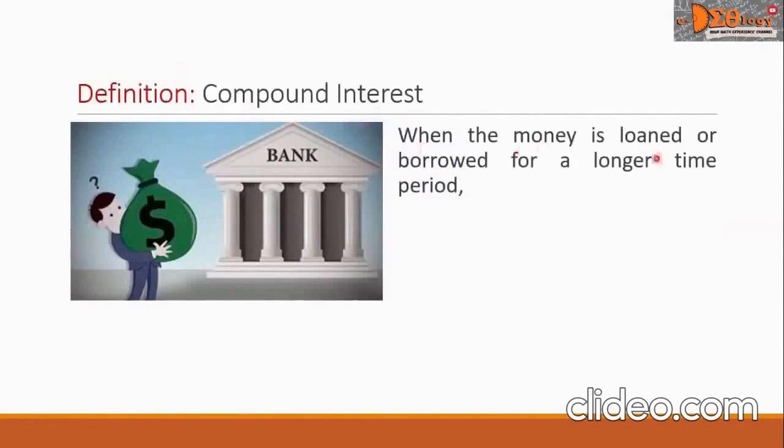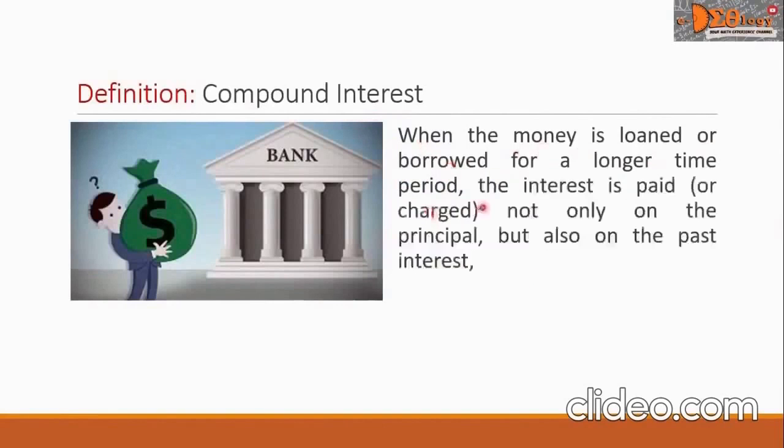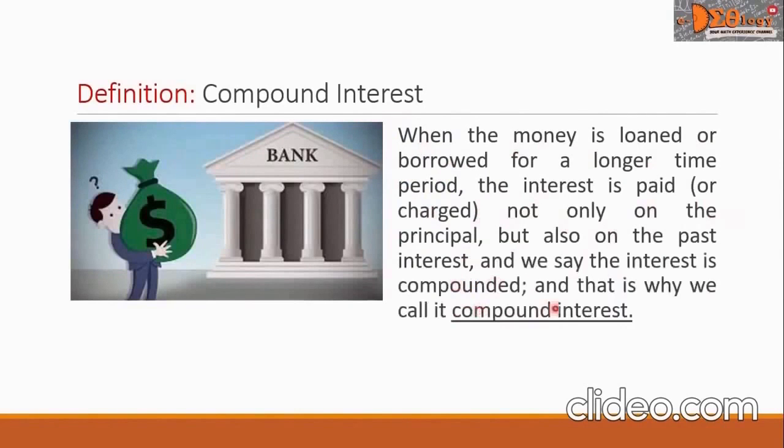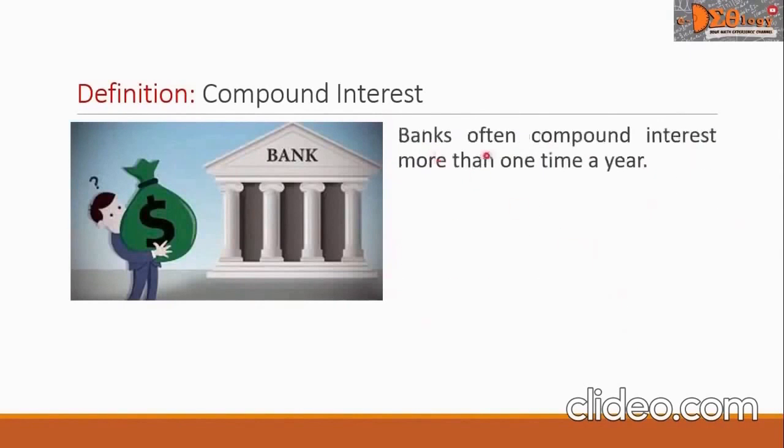When money is loaned or borrowed for a longer time period, the interest is paid or charged not only on the principal but also on the past interest. And we say the interest is compounded. And that is why we call it compound interest. Banks often compound interest more than one time a year.